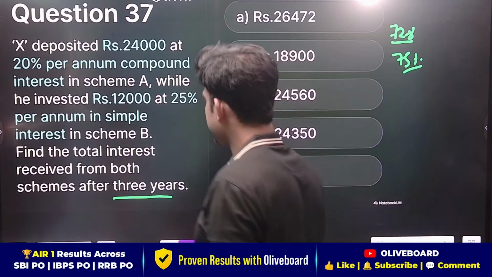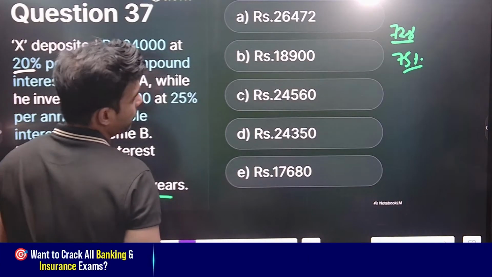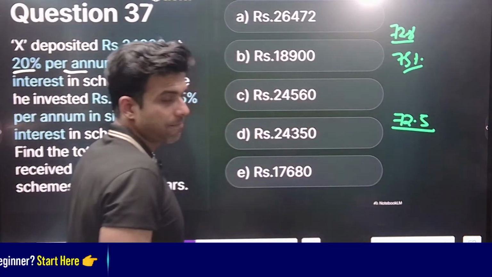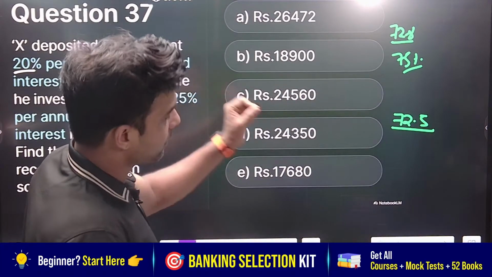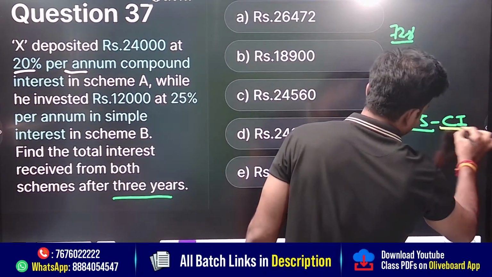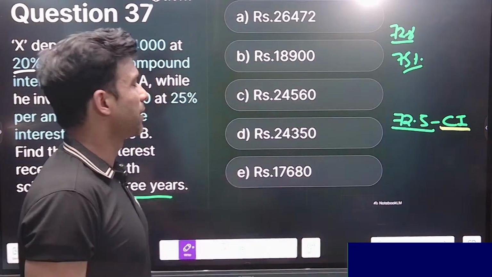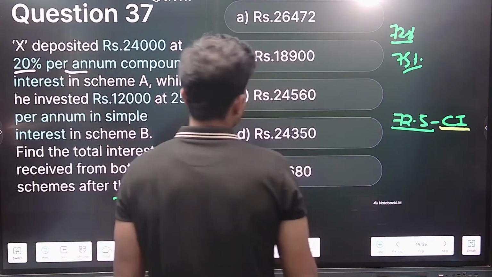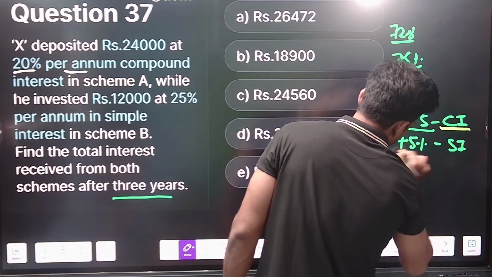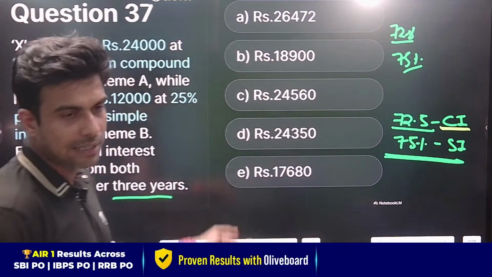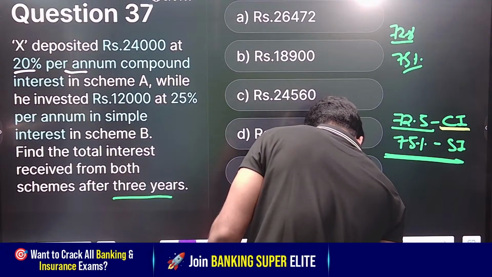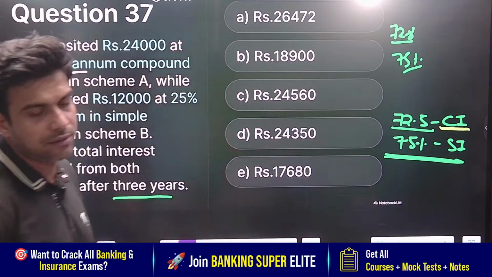I'll give you the hint. 20% 3-year compound interest is 72.8. Okay. 20% for 3 years compound interest is 72.8. This is compound interest. And simple interest would be how much? 25% for 3 years, which is 75. And simple interest would be 75. This is the hint which I have given you. Now you can calculate. Only calculation is left now.